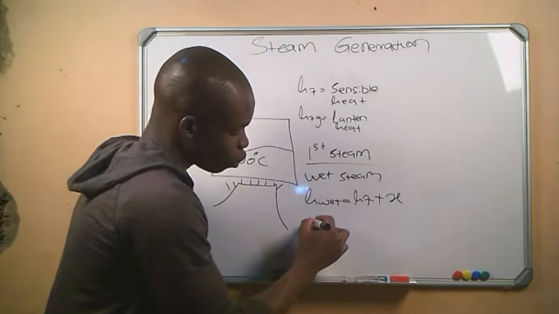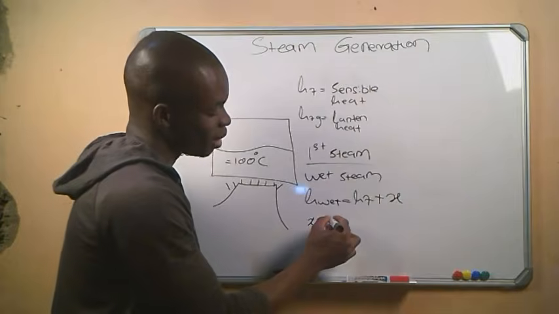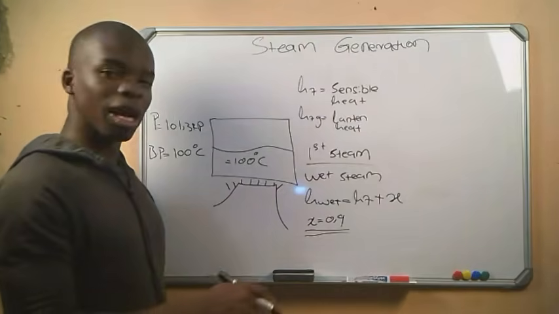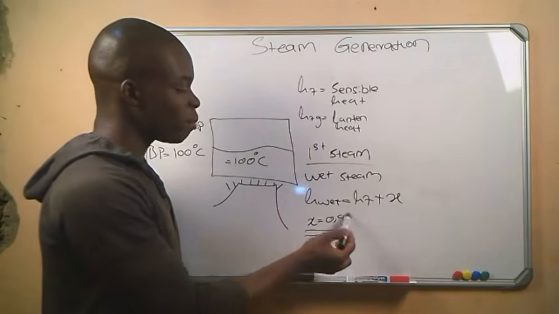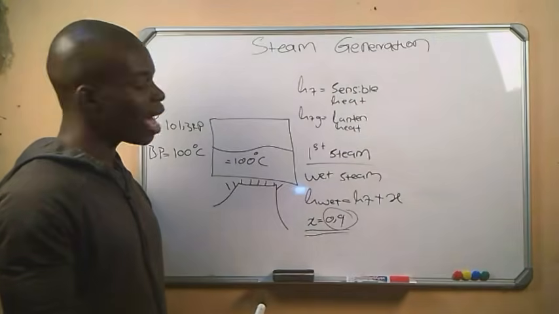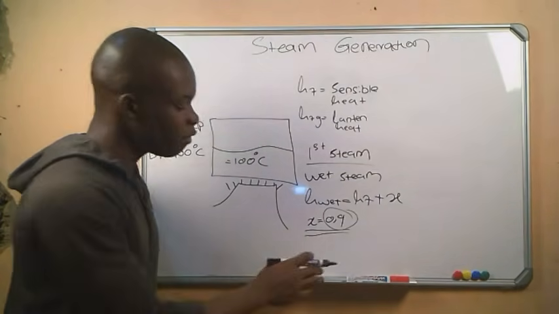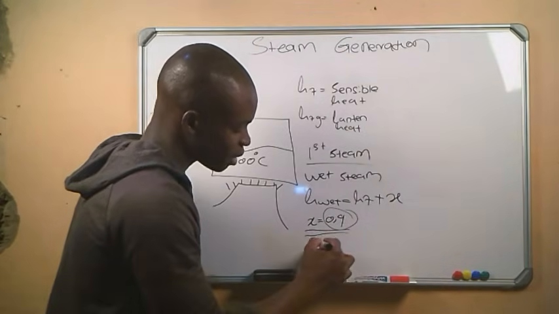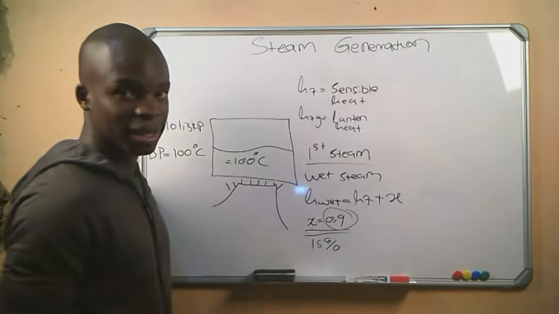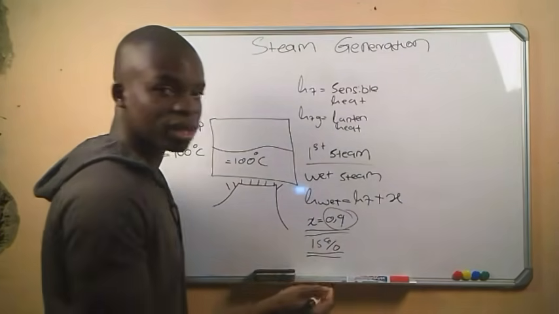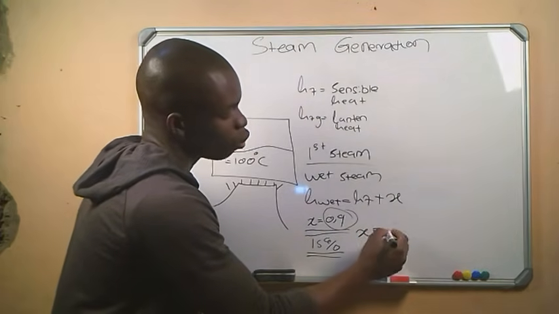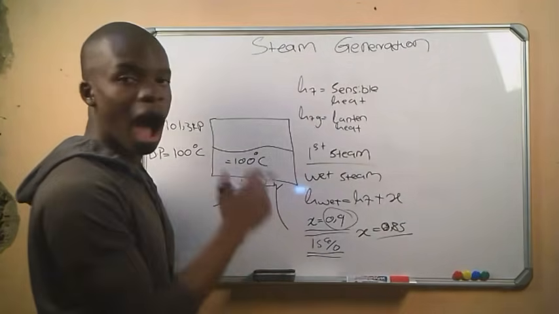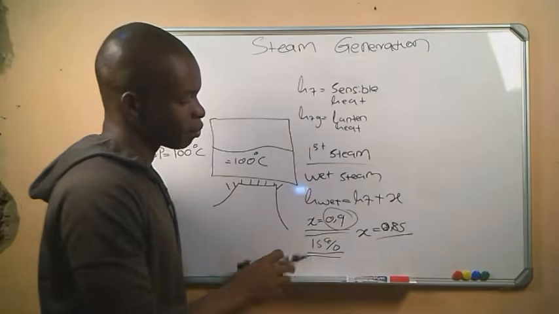Let's say you get a dryness fraction that says 0.9. This now tells us that in the overall capacity of the steam, only 90% of the steam is dry. The other 10% are water droplets. So if you get a question that says the steam is 15% wet, you can conclude that our dryness fraction is going to be 0.85. This tells us how wet the steam is.